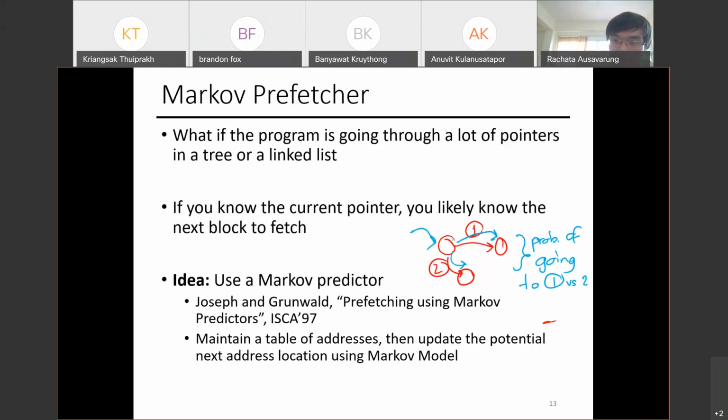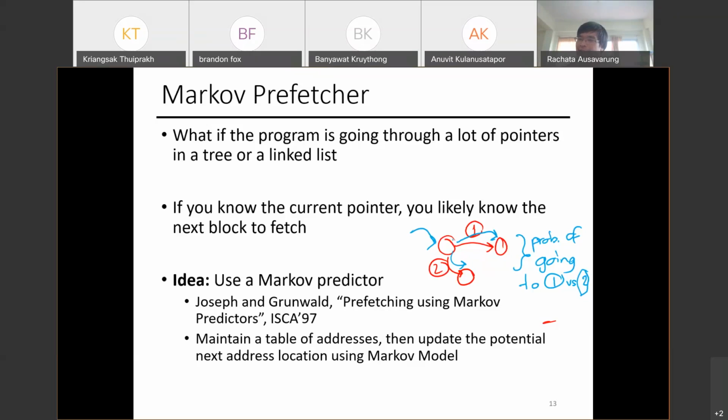Yep. So basically, given a pointer that we are at right now, let's say it's a node in a tree, you would use the history to train your Markov model to know the likelihood that you will go to the left or the right side of the tree path. Once you train enough, you can develop a model saying, hey, there's a 90% chance I'm going to the left, so I'm going to prefetch the left. And this is a technique used by a prefetcher.